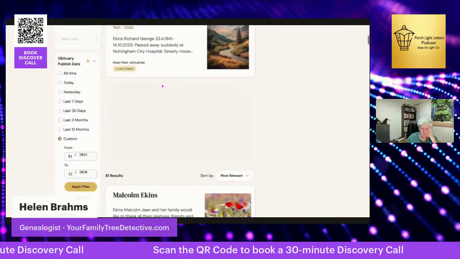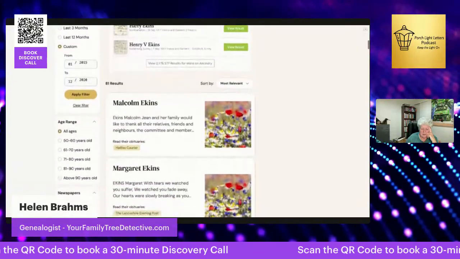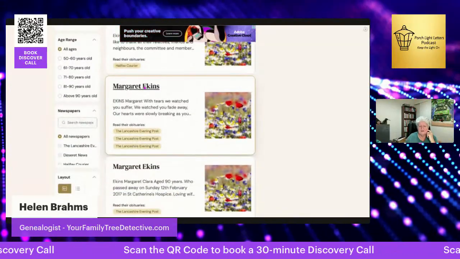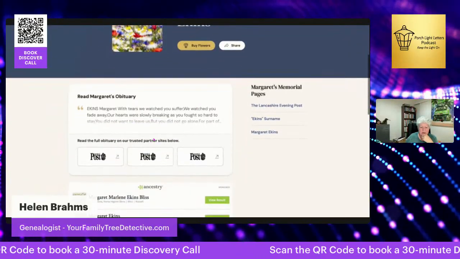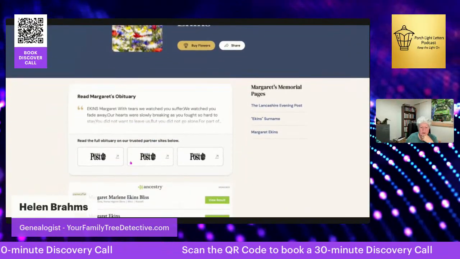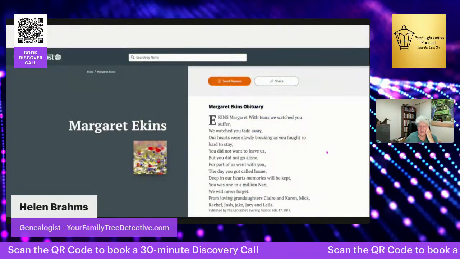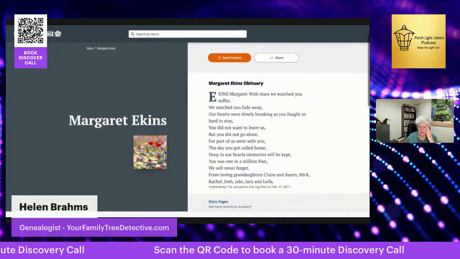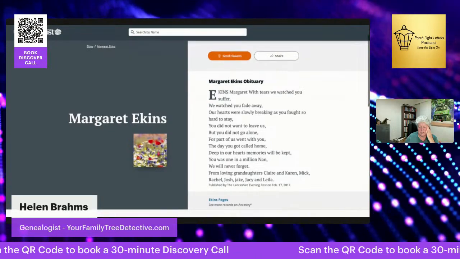I'm trying to find one with lots of information in there. Okay, let's read Margaret. So we've got 3 different posts. Let's have a look and see what we've got in here. Okay, so Margaret Eakins: with tears we watched you suffer, we watched you fade away. Our hearts are slowly breaking as you've fought so hard to stay.